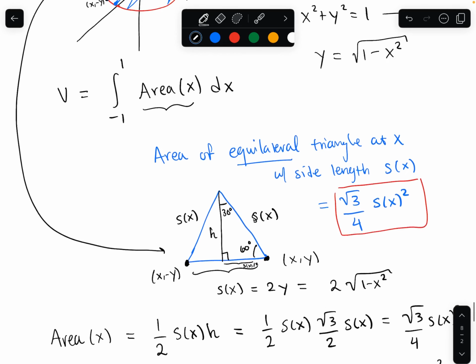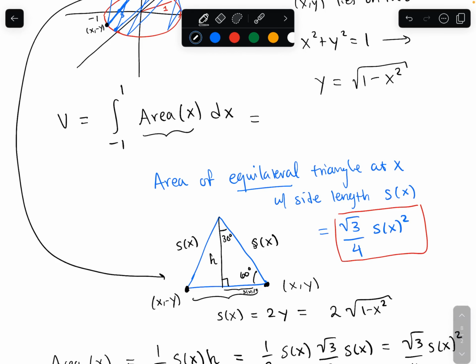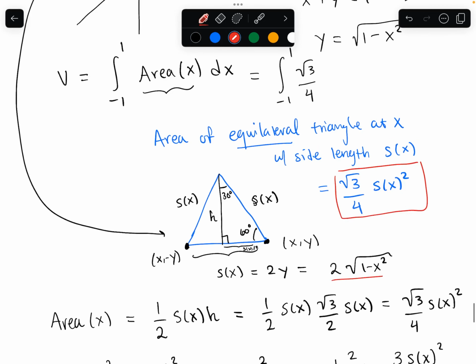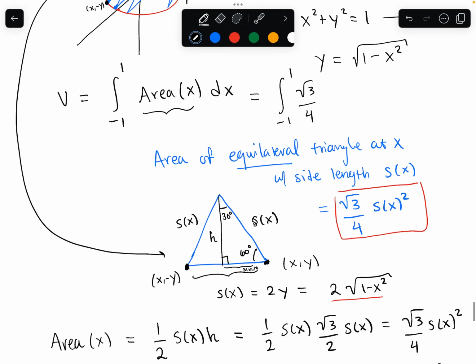So now when I come back to this volume computation, it's the integral from minus 1 to 1 of square root of 3 over 4 times s of x squared. Now s of x in terms of x is this, so I just substitute that in there. s of x squared would be 4 times 1 minus x squared. All this is square root of 3 times the integral from minus 1 to 1 of 1 minus x squared. Oop, forgot the dx. And now you can finish it off as an exercise.